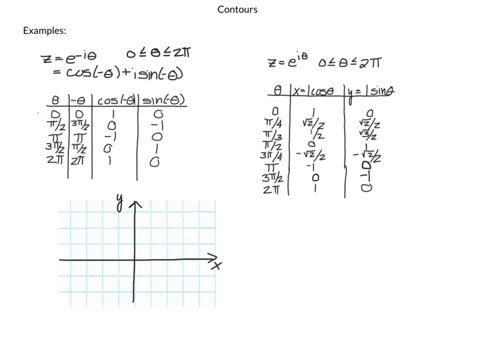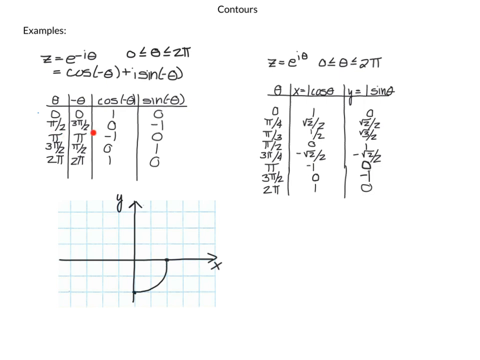Now if I plot my points, and of course there's a lot of points in between, I'm just trying to get a sense of what's happening, since I know it's going to be a circle. So at theta equals 0, I'm at (1, 0). That'll be this point here. As I progress to theta equals pi over 2, I'm going to go to (0, -1). So I'm going over this way.